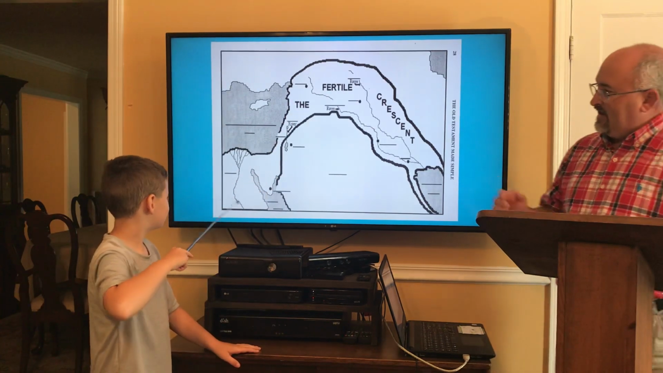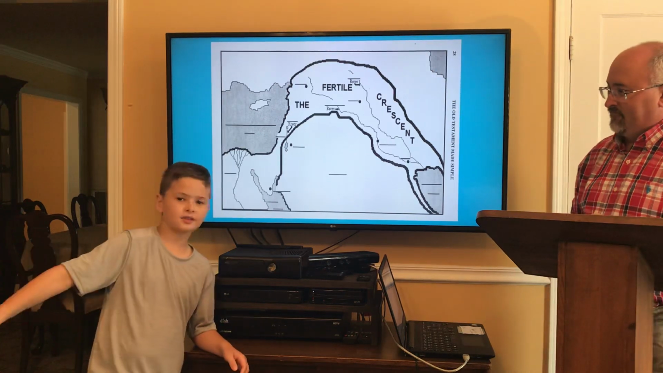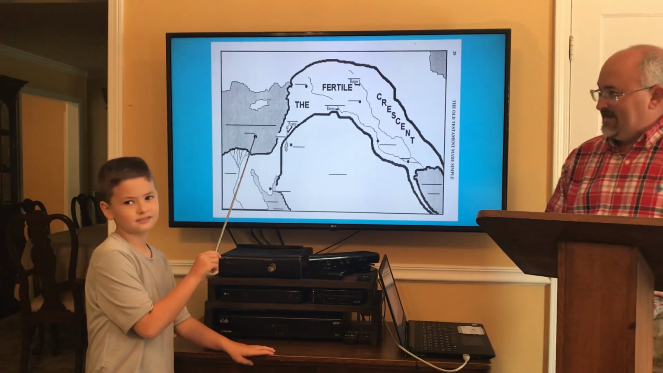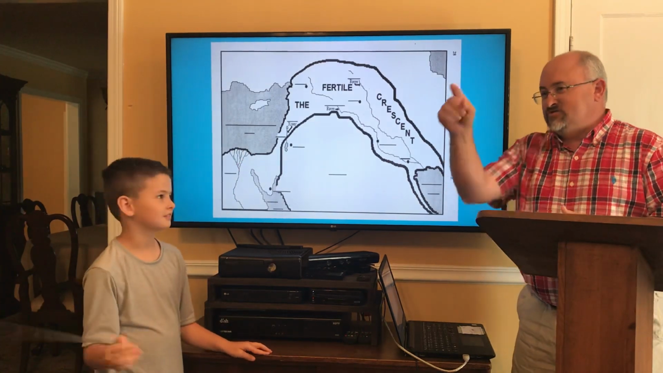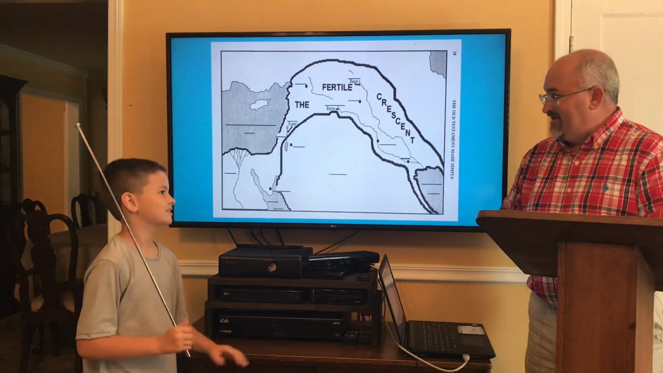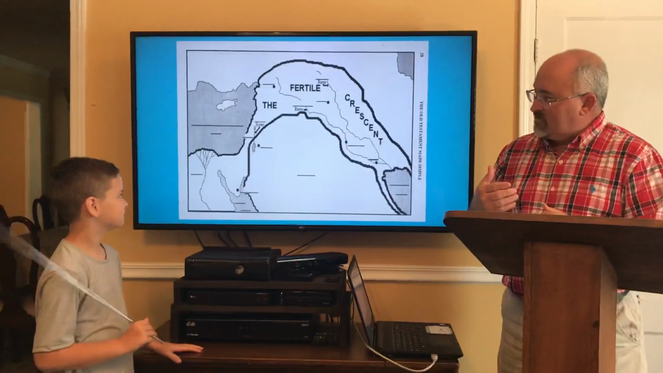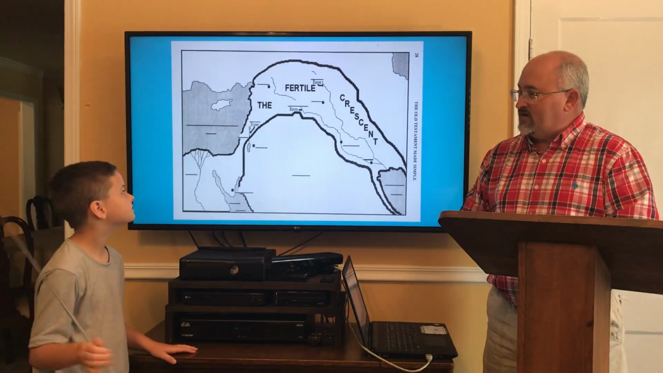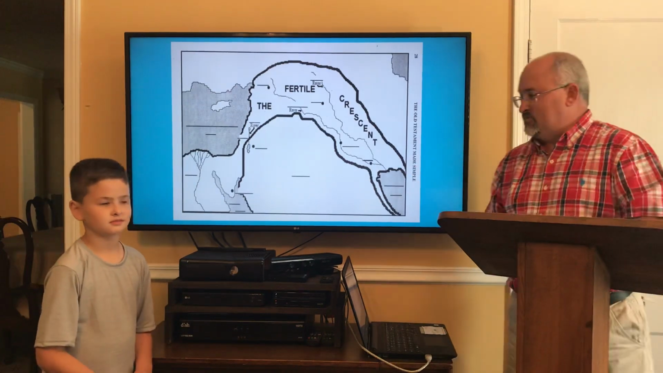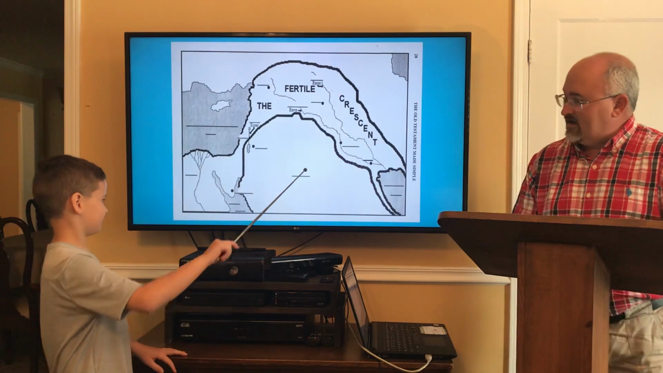Very good. Now there's a body of water, if our room is the map, just outside that wall. What is it? Mediterranean Sea. Point it out for us. Mediterranean Sea. Very good. And the nation just to the south of the Mediterranean Sea? Egypt. Point it out for us. Very good. Egypt. And now as you come back into the Fertile Crescent, the nation just up into the Fertile Crescent from Egypt is? Israel. Very good. And what is this land in between? Desert. Point it out for us. The desert. Very good.